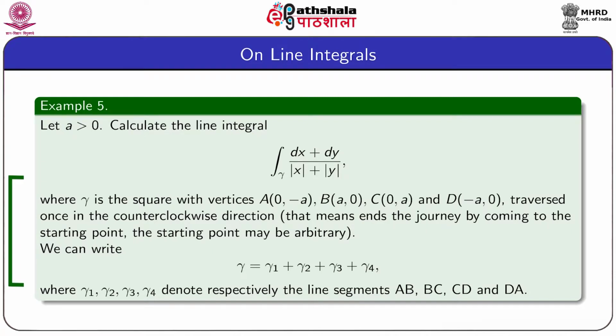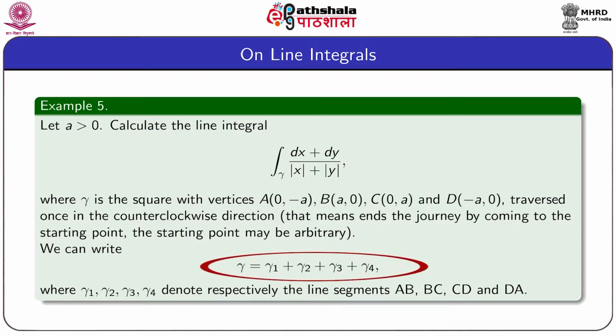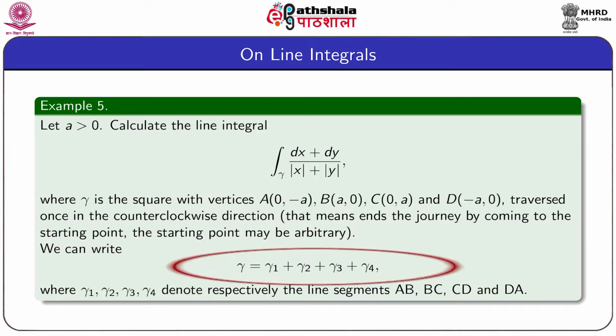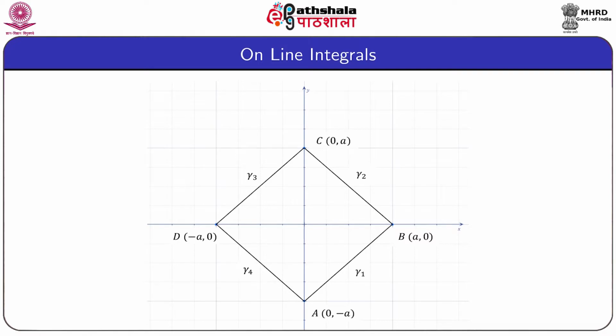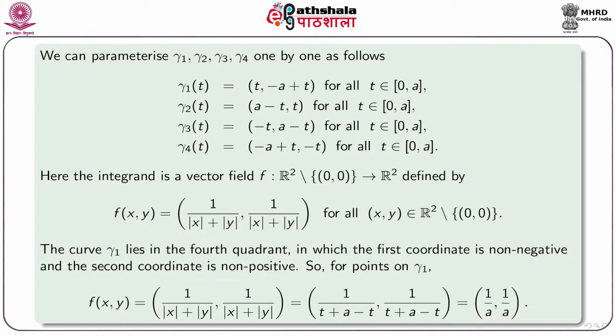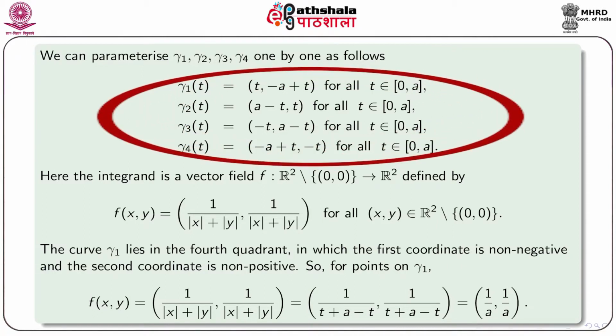That means it ends the journey by coming to the starting point, but we can consider the starting point as an arbitrary point. So, we can write gamma equal to γ1 plus γ2 plus γ3 plus γ4, where γ1, γ2, γ3, γ4 denote respectively the line segments AB, BC, CD and DA. We have shown the curve here. First step is we parameterize all the 4 curves one by one. We have shown the parameterizations here.